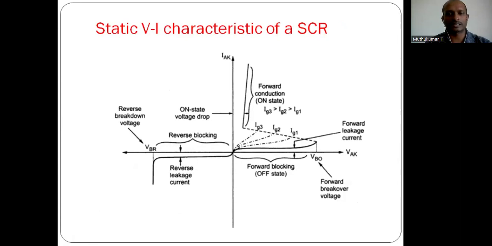Okay, this is the VI characteristics. In reverse blocking mode, it is almost in the off state. In forward blocking, a very small forward leakage current is passing from anode to cathode. After VBO, the current increases rapidly. That is called the forward conduction mode, that is the on state. Okay, thank you.